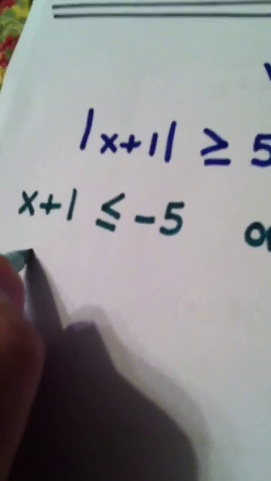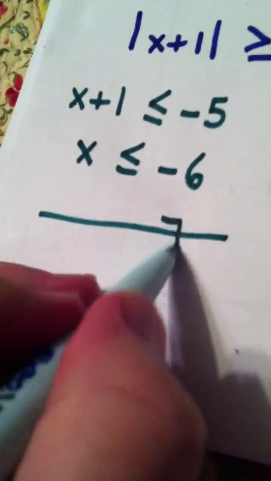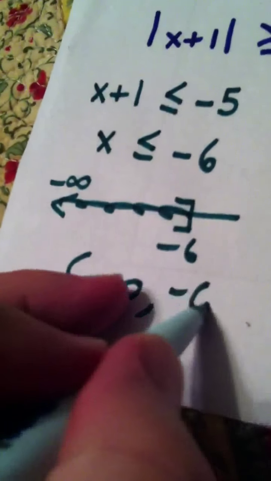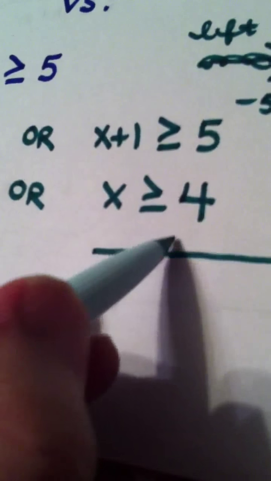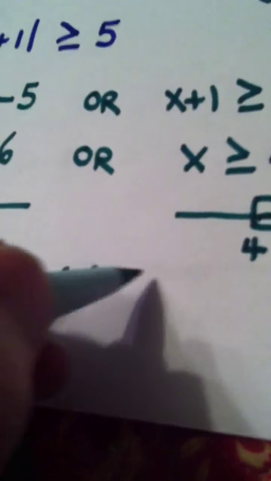And now we solve. When you subtract 1, x is less than or equal to negative 6, or when you subtract 1, x is greater than or equal to 4. If I graph this, I would have a bracket on negative 6 heading toward negative infinity. So that piece would be negative infinity comma negative 6 bracket in interval notation. The word or becomes union. The next piece, I put a bracket on the 4 and I shade off to infinity. So in interval notation that would be bracket 4 comma infinity.